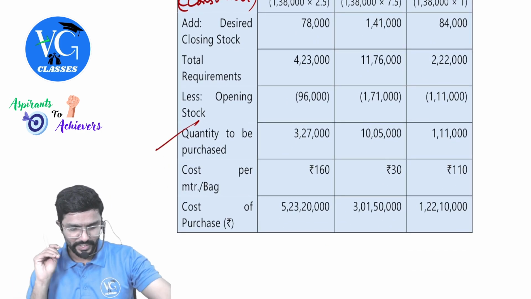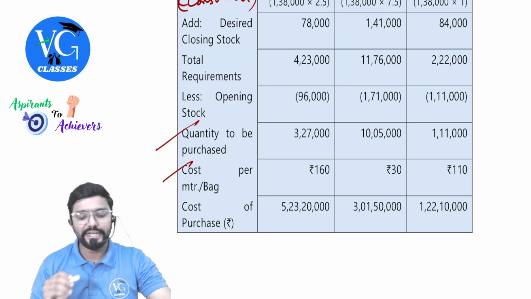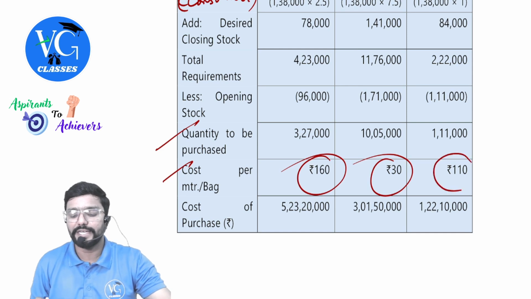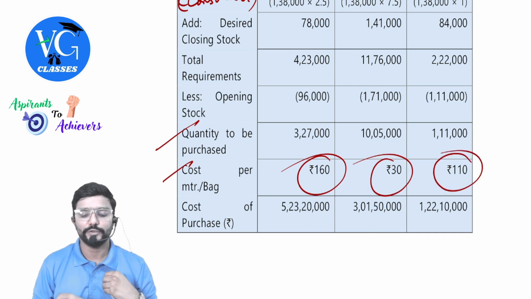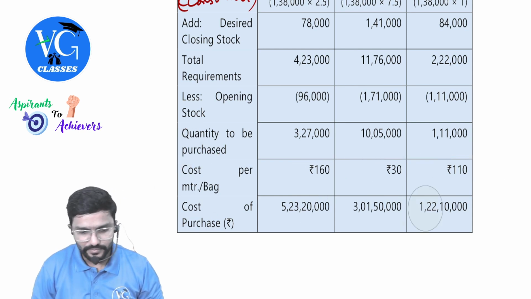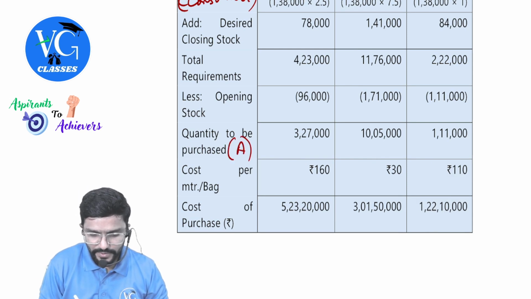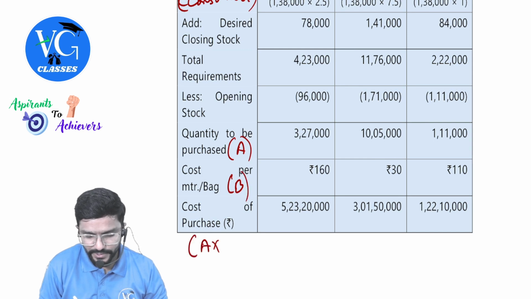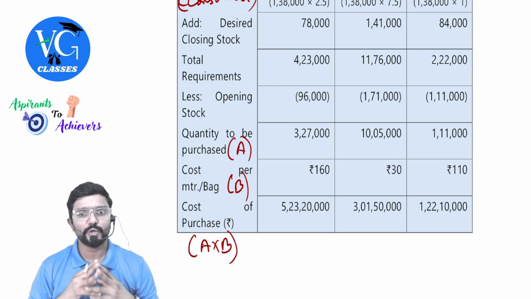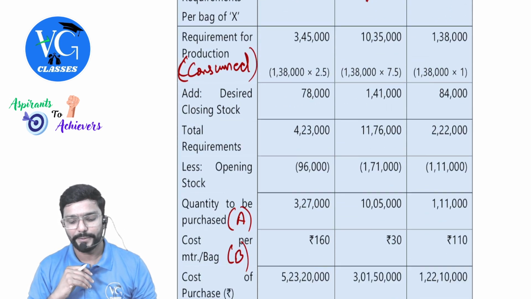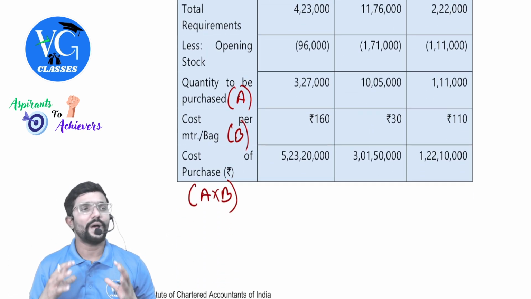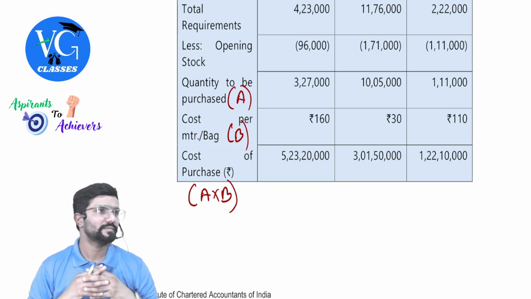Okay. Cost per meter or bag, guys. Here it is meter. 160 rupees per meter, 30 rupees per meter, and here it is 110 rupees per bag. Multiply both. You can show. One second, I will give notations. A, this is B. So this is A into B, cost of purchase or purchase budget. How much, guys? 5 crore 23 lakh 20,000 is for Y. 3 crore 1 lakh 50,000 is for Z. And empty bag 1 crore 22 lakh 10,000.